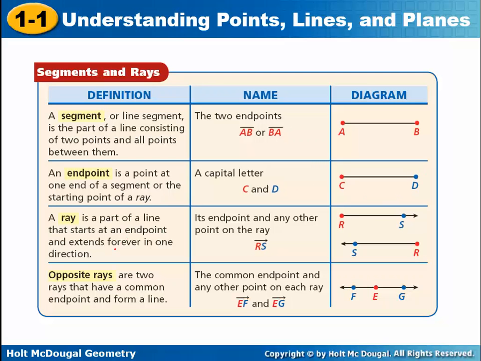A ray is a part of a line that starts at an endpoint and extends forever in one direction. You have to name a ray with its endpoint listed first, and then you draw this little arrow above it. The arrow only points one way. Opposite rays are 2 rays that have a common endpoint and form a line. So these 2 rays would be EF going this way and EG going this way. The common endpoint there is E. And you notice that both of those rays are named with the E listed first. That's very important. So opposite rays form a straight line.